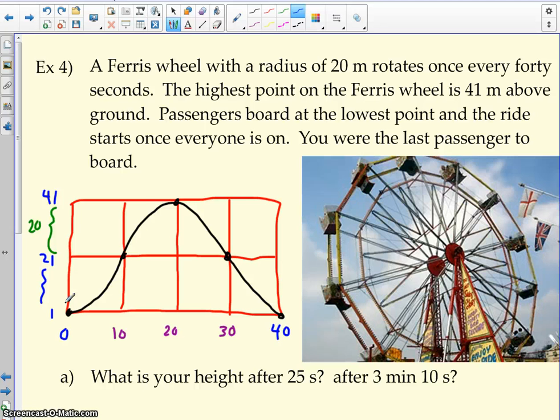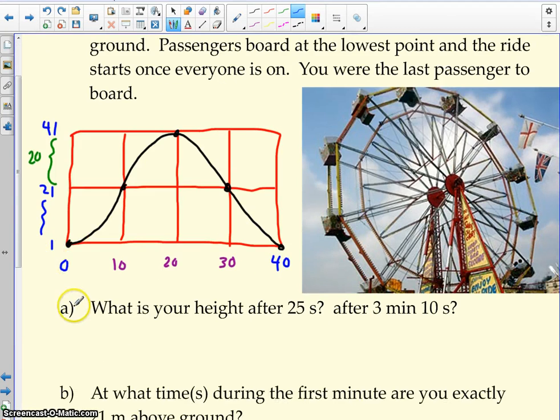So once we have that in mind, we want to try and find the height after 25 seconds and after 3 minutes and 10 seconds. Now, 25 seconds you'll see is not a particularly nice value on the graph. We can't necessarily get it exactly. So to get it exactly, we have to try and create an equation. So take some time now, and again, on your own, I want you to create an equation. It can be sine, can be cosine, whatever you like. Create an equation for this graph, and then we're going to use it to solve A.